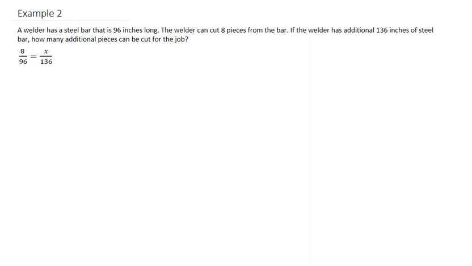Example 2. A welder has a steel bar that is 96 inches long. The welder can cut 8 pieces from the bar. If the welder has an additional 136 inches of steel bar, how many additional pieces can be cut for the job? So the first thing we're saying is we have a bar that's 96 inches, and we can cut that 7 times to make 8 pieces. So 8 pieces can come from this.